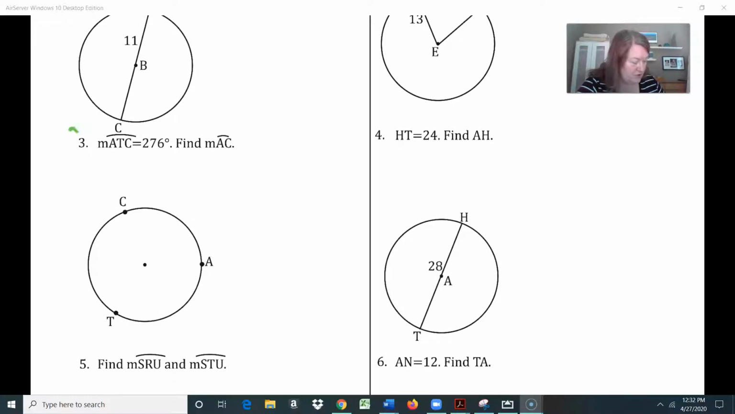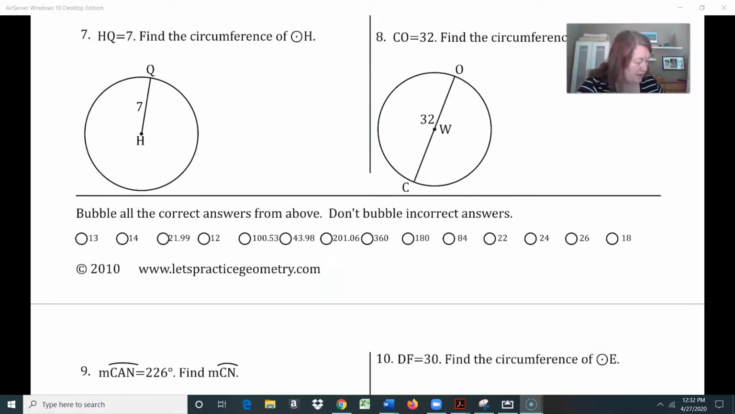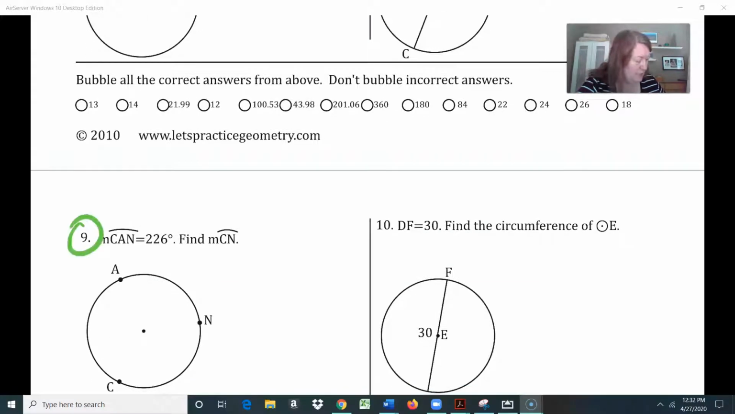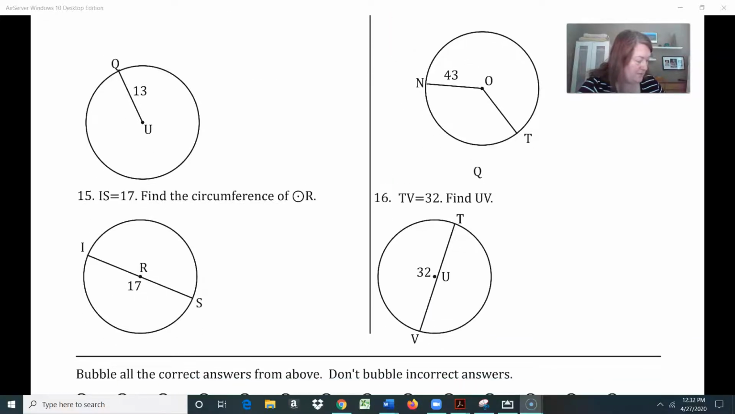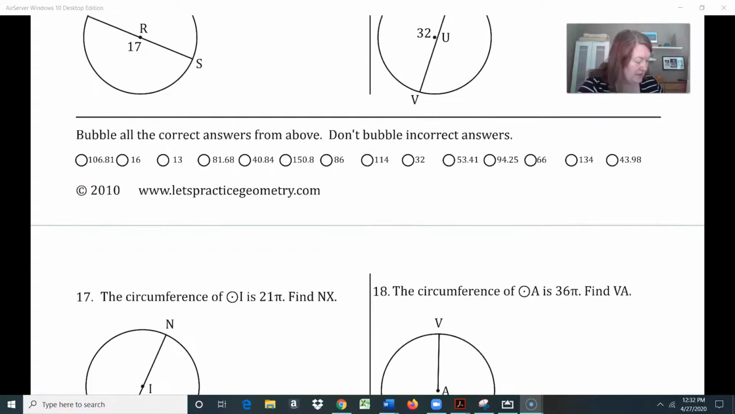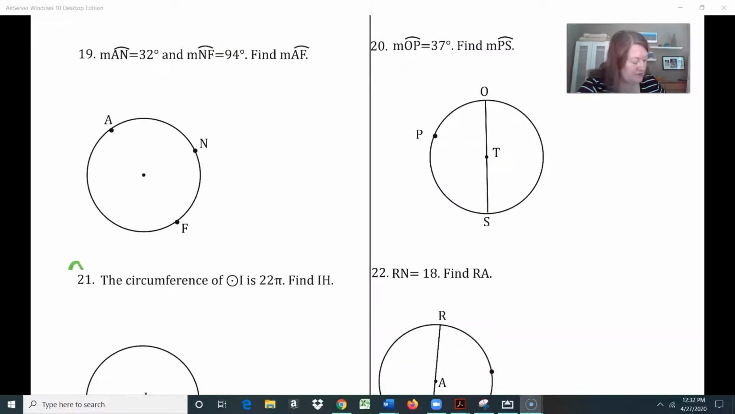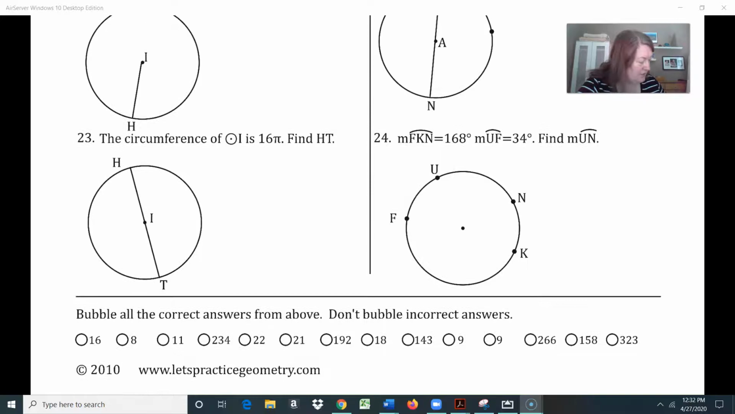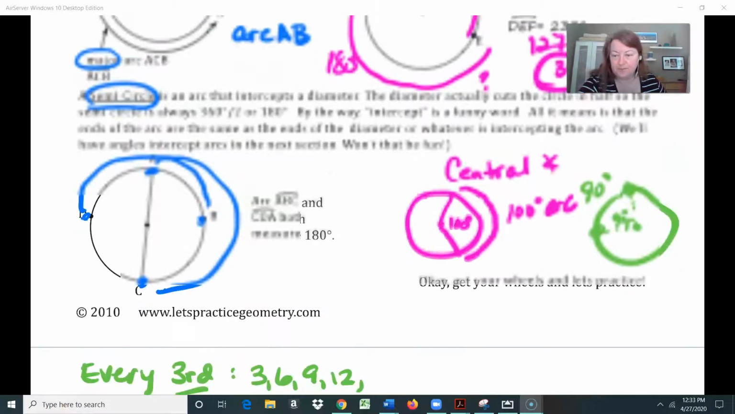So we're going to do problem 3, we're going to do problem 6, we're going to do problem 9, we're going to do problem 12, we're going to do problem 15, and if I keep adding 3, I get 18, and then another 3 is 21, and another 3 is 24. Okay, so we're going to do one of these together.